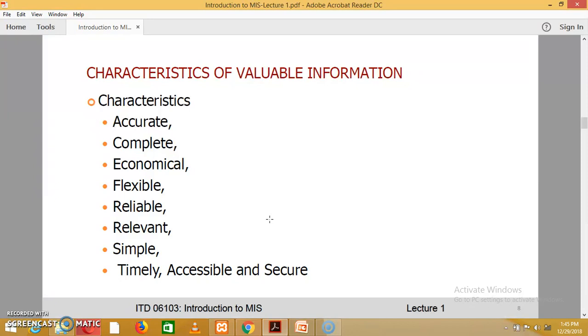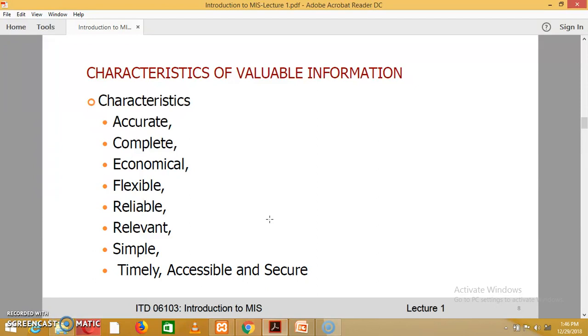Accurate means that for any information to be valuable, it should be accurate. What is intended to get to the receiver should be accurate. It should be concise, or say complete, meaning it should be understandable. Economical: it should not be so costly. Flexible: it should be able to change, right? Reliable: it should be easily accessible by people, or the sender and receiver should be easily accessible.